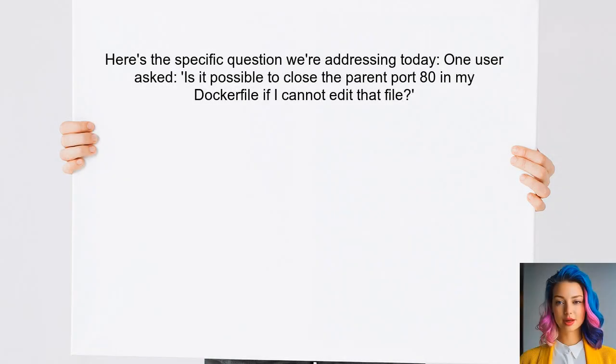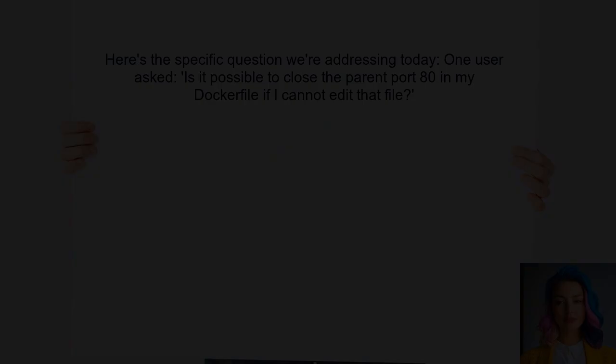Here's the specific question we're addressing today. One user asked, is it possible to close the parent port 80 in my Dockerfile if I cannot edit that file? This is a great question and one that many Docker users have.